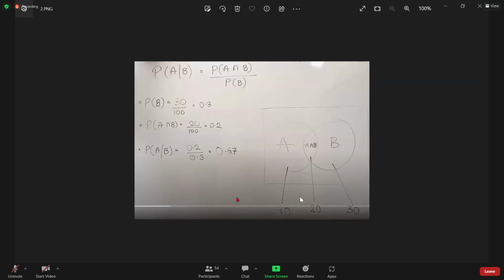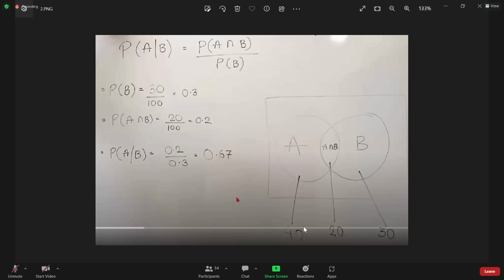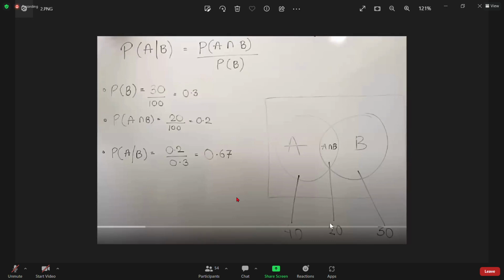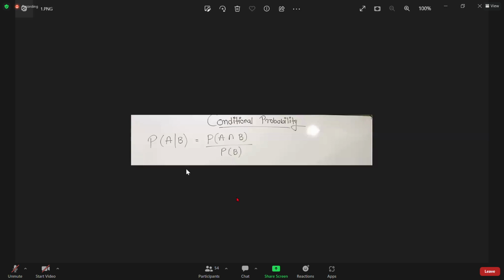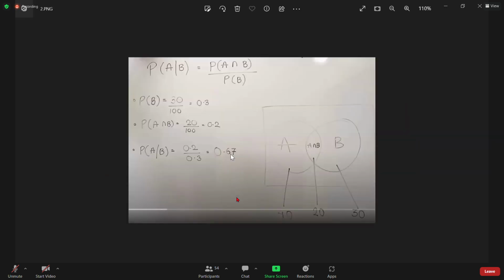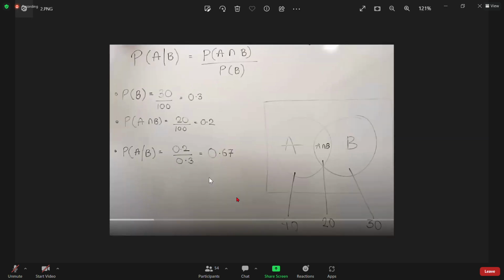So just now I showed a Venn diagram. Assume in a school there are 40 students who like to eat apple and 30 students who like to eat banana, and 20 students like to eat apple and banana both. So that's why A intersect B is 20. And let's assume, how to find the probability of B equal to 30, which is 0.3. Probability of A intersect B is 20 by 100, which is 0.2. Now the equation of A given B equals A intersect B divided by probability of B. That means 0.2 divided by 0.3. The answer is 0.67. I hope conditional probability is clear.